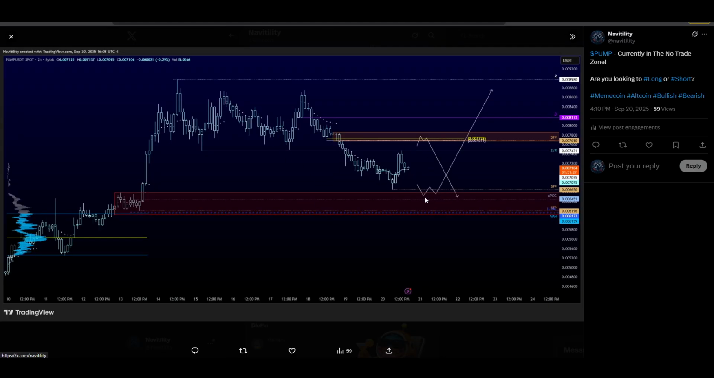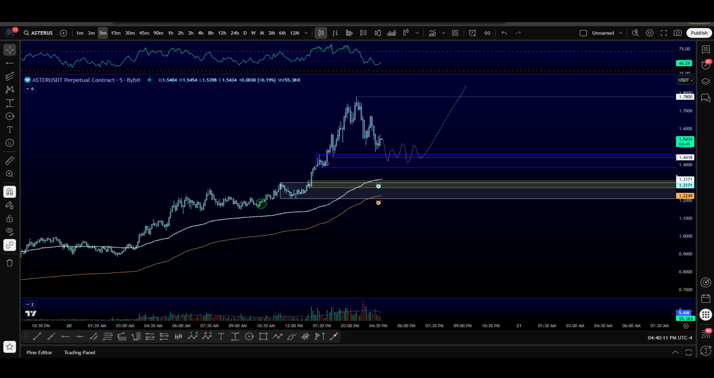Also, I just posted about Pump too. Looking to also take a long on Pump at around 0.0066 cents, right? So yeah, we'll see how these all play out.